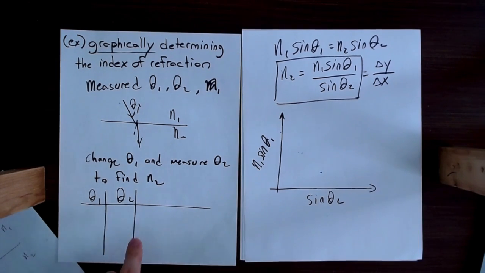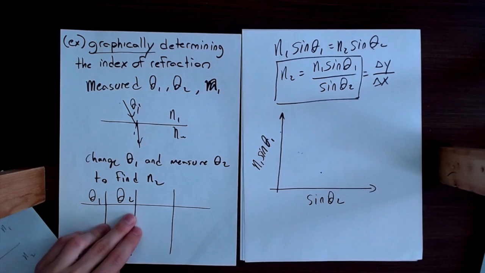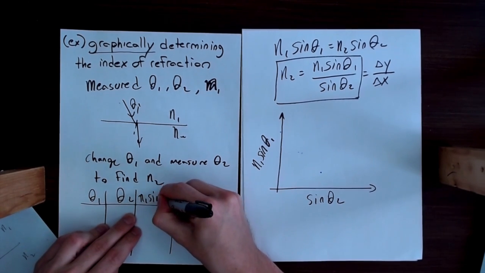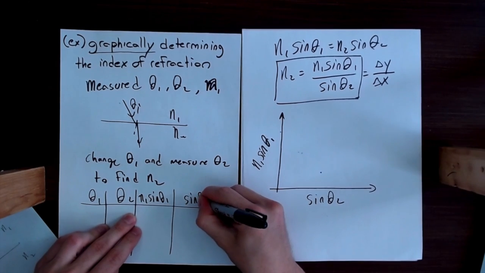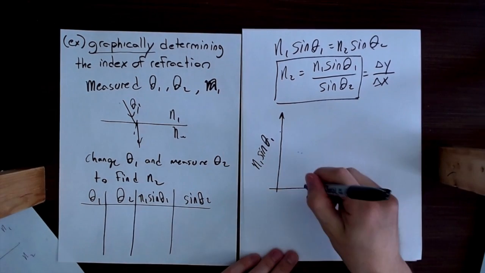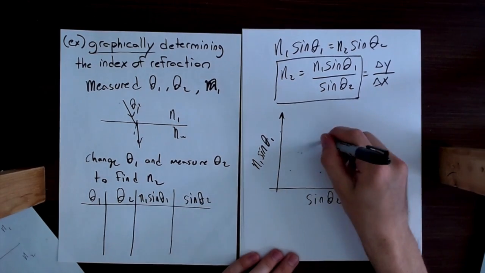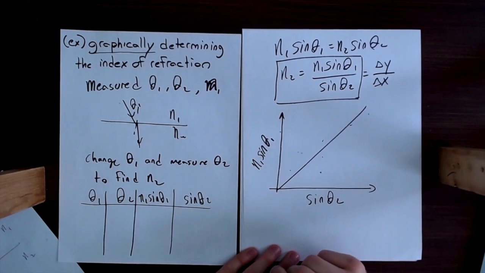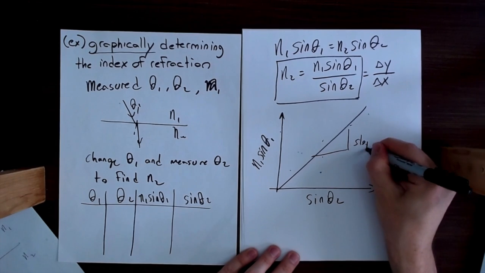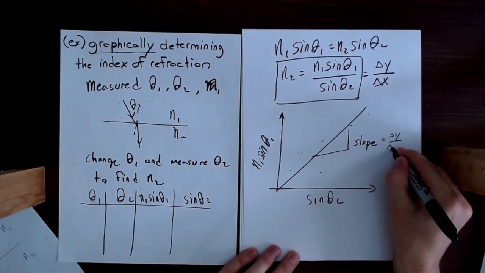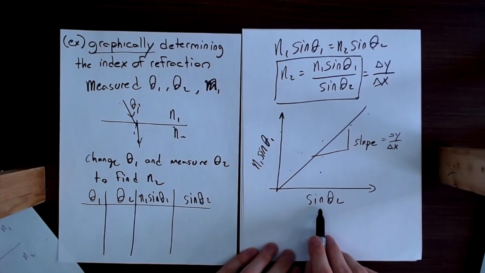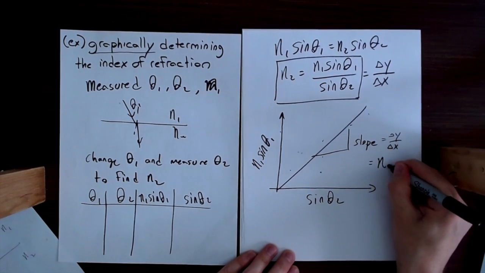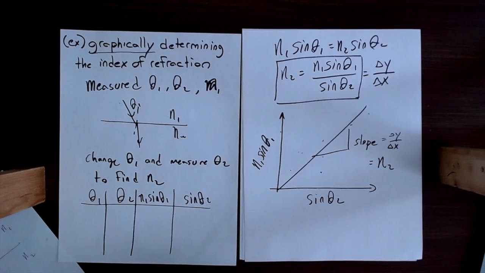Well, now let's expand our data table. We want to have both of these here, so we'll put n1 sine theta 1 and sine theta 2. We'll plug our numbers in, get some data, make a line of best fit, and solve for our slope of delta y over delta x, which is delta n1 sine theta 1 over sine theta 2, and that will be equal to n2. All right, and so what I'm going to do is quickly jump to a shot of my screen so you can see how I did this in Excel.